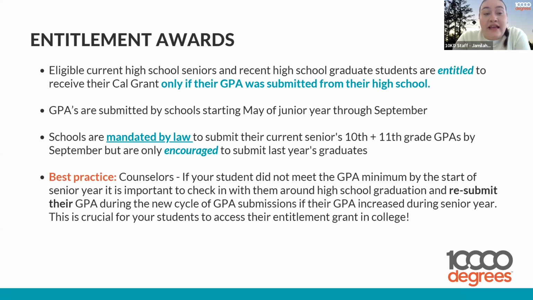Okay, so entitlement awards. Eligible current high school seniors and recent high school graduates are entitled to receive their Cal Grant only if their GPA was submitted from their high school. GPAs are submitted by schools starting May of junior year all the way through September, and schools are mandated by law to submit their current seniors' 10th and 11th grade GPAs by September, but they are only encouraged to submit last year's graduates'. So a best practice for counselors: if your student didn't meet the GPA minimum by the start of senior year, it's important to check in with them around high school graduation and resubmit their GPA during the new cycle of submissions, especially if their GPAs did increase during their senior year. This is really crucial for students to access their entitlement grant in college.